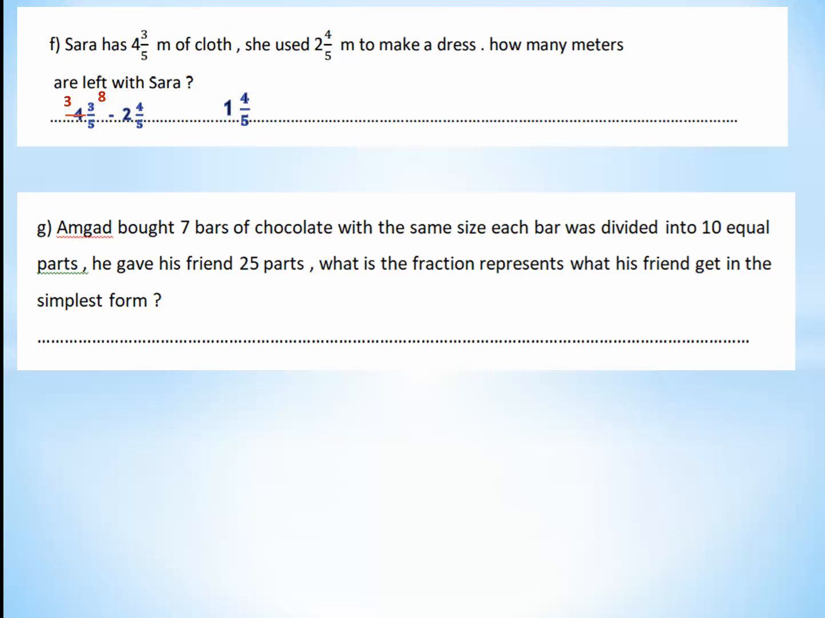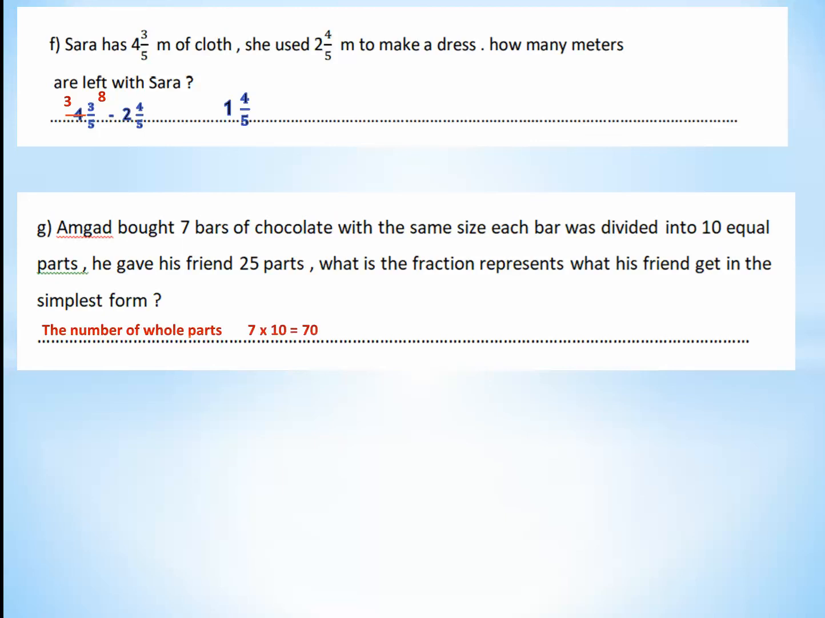Amgad bought 7 bars of chocolate with the same size. Each bar was divided into 10 equal parts. Amgad has 7 bars and divides each bar into 10 parts. So how many parts do we have? We have 7 times 10. The number of whole parts equals 7 times 10 equals 70 parts. And he gave his friend 25 parts.